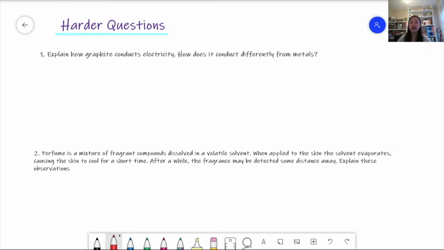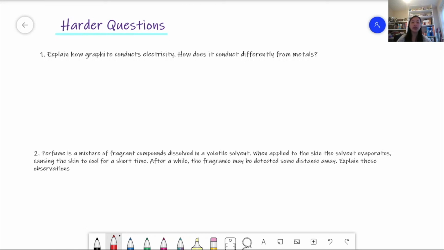So for number 2, perfume is a mixture of fragrant compounds dissolved in a volatile solvent. When applied to the skin, the solvent evaporates, causing the skin to cool for a short time. After a while, the fragrance may be detected some distance away. Explain these observations.